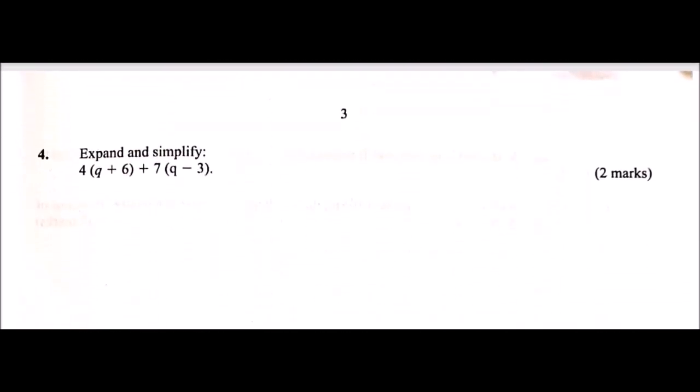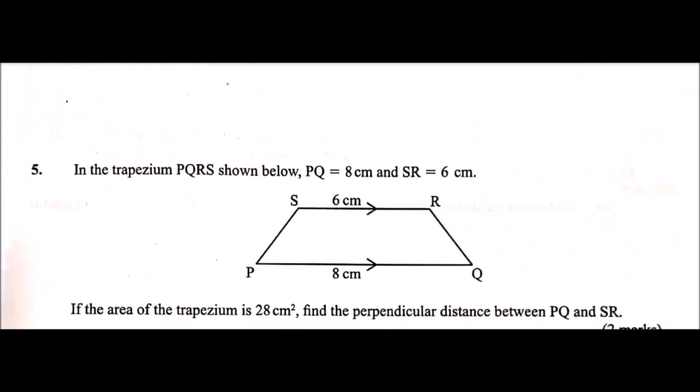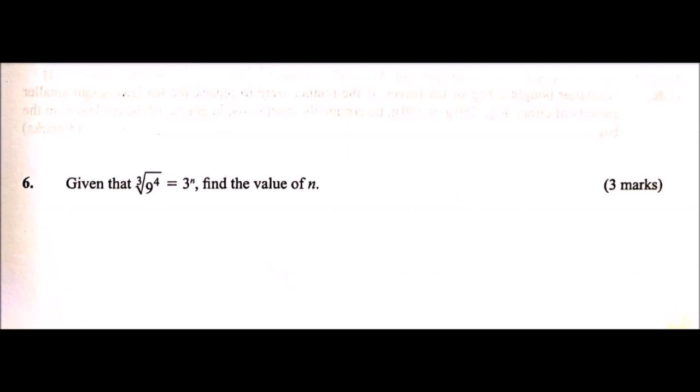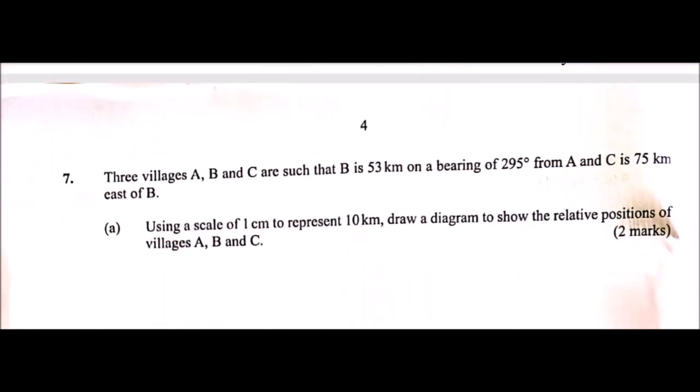We have question number 4. Looks like that, I've worked it out. This is question number 5. Then we have question number 6. Given that the cube root of 9 to power 4 is equal to 3n, find the value of n. That's another question I've worked out. This is question number 7. I have also worked it out, the whole of it.